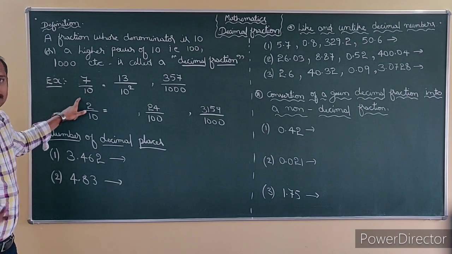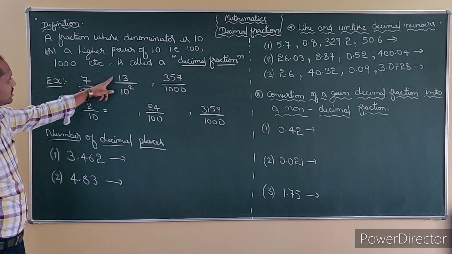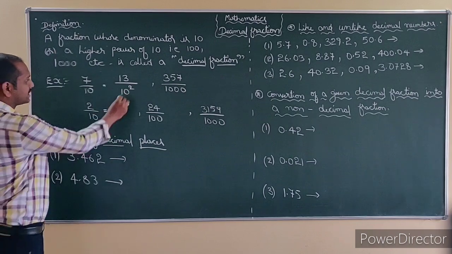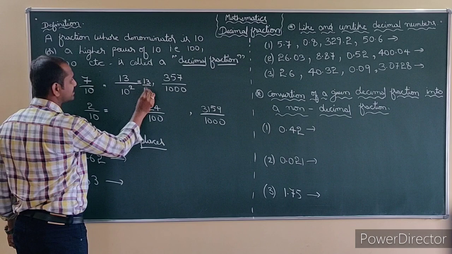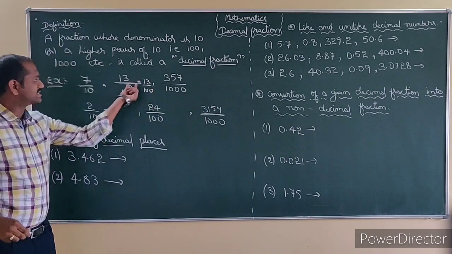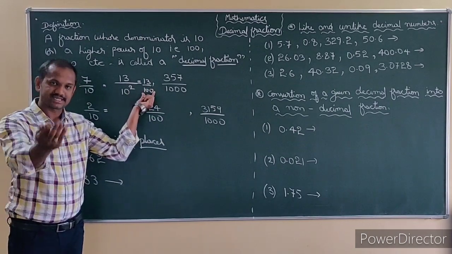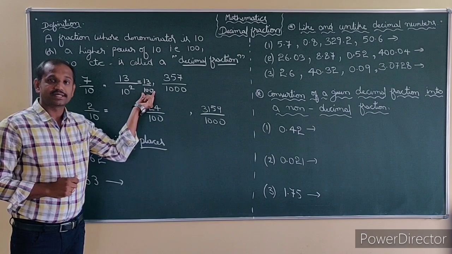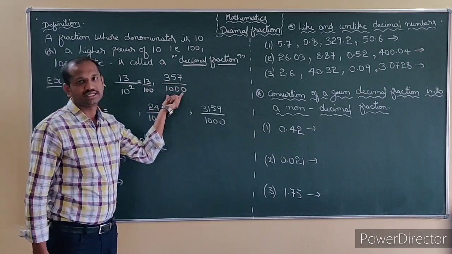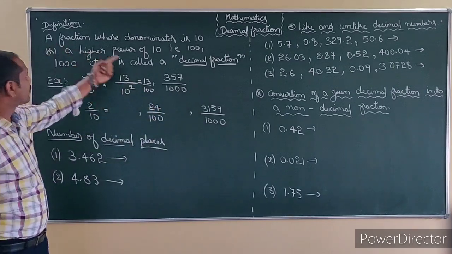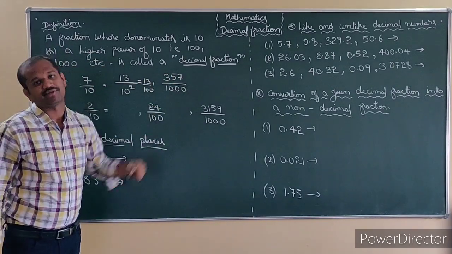7 by 10. This is an example of a decimal fraction. 13 by 10 square. Look here. How much is 10 square? Instead of giving 100, they have given 10 square. But already you know that 10 square is nothing but 100. Last year we studied squares. Now we have 357 by 1000. Even this is an example of a decimal fraction.